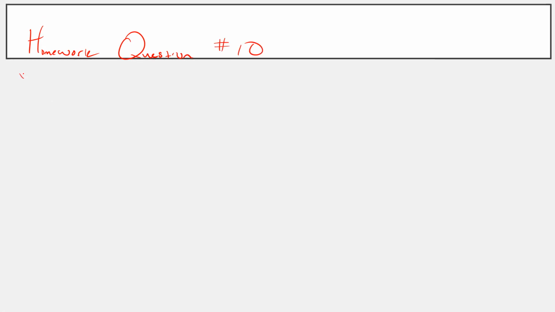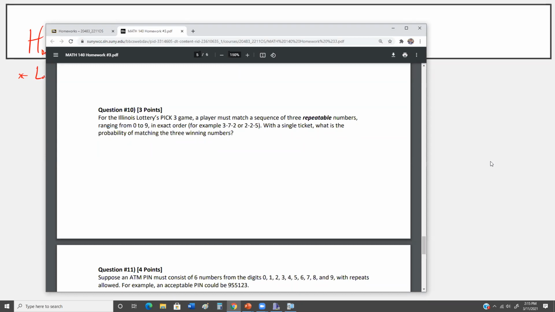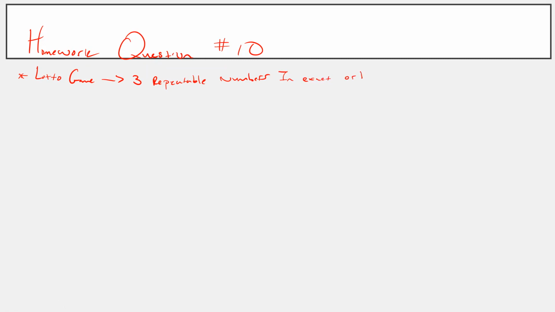So this lotto game, you need to get three repeatable numbers in the exact order, okay? And I want to find the probability you win with a single ticket. To figure this out, you need to use the fundamental rule of probability, the classical method for computing a probability. It's just a very simple division problem. What goes in the numerator is the number of ways to win with a single ticket.